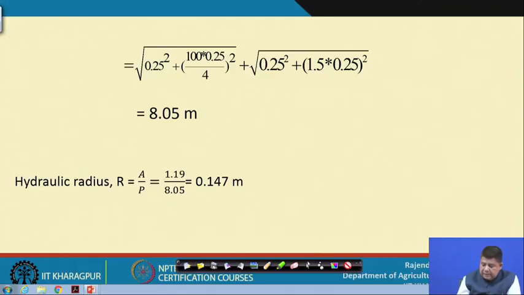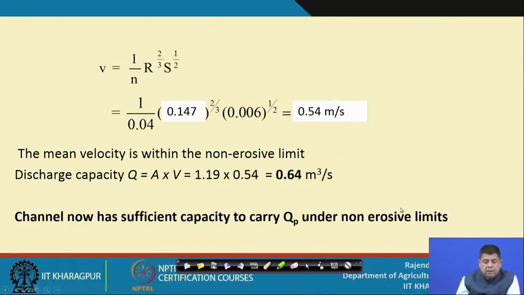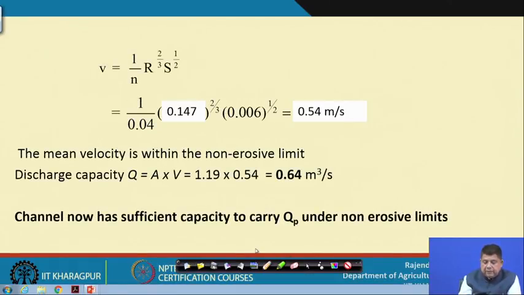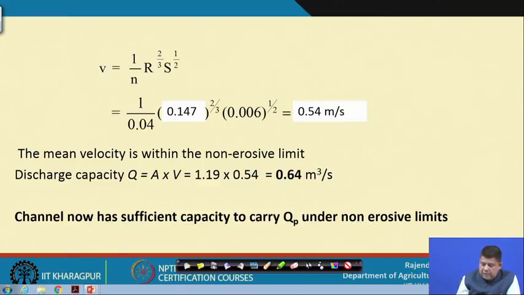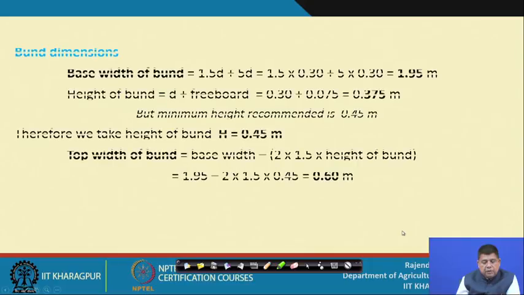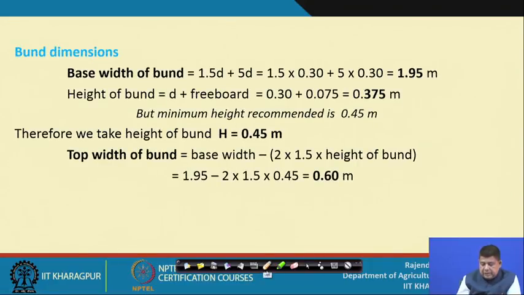0.14147, and then we have to now calculate once again the velocity, which is 0.54, is fine, still fine, and then the Q value we have to calculate, which comes out to be 0.64 cubic meter per second, which is sufficient because the discharge we had to handle was 0.23. So, the channel now has sufficient capacity to carry Qp under non-erosive limits. So, that means we have handled the problem. So, the discharge is handled. So, the bund dimensions can be calculated.